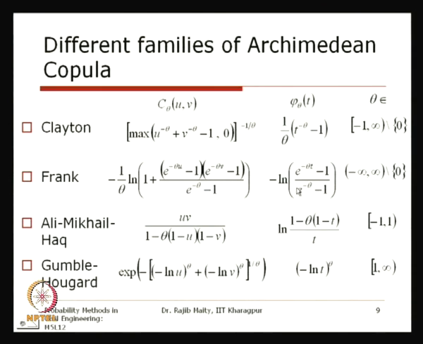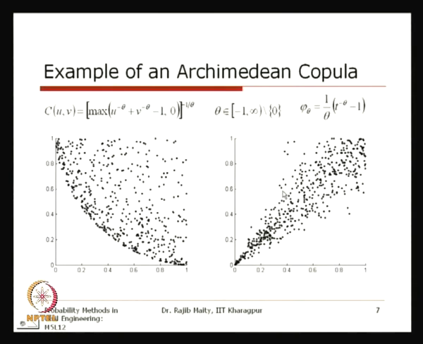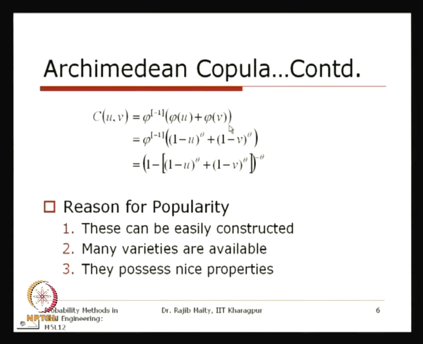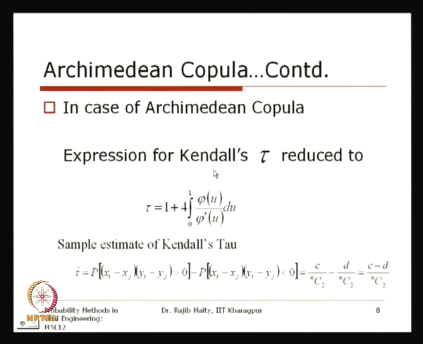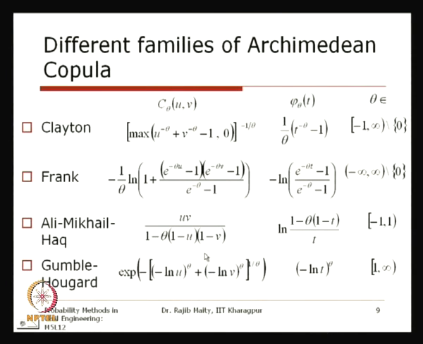Now, as these generator functions are given and these are Archimedean families, you can take the generator and fit it into the form, and see whether you get that copula form or not. In the example we discussed one copula, which is not listed here, that is also one of these Archimedean copulas.